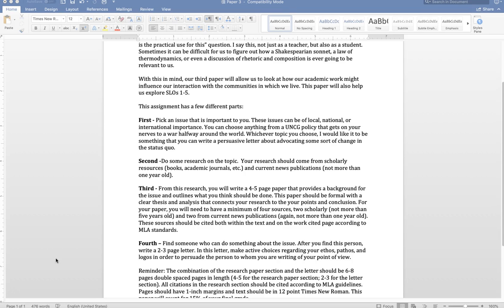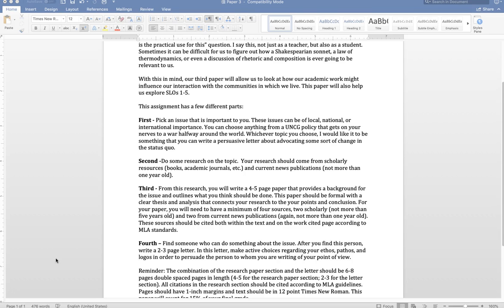So for your paper, this is where the research, you will need a minimum of 4 sources. You can't see it, but I'm holding up 4 fingers here. So you're going to need 2 scholarly sources, right? Again, these are books, academic journals, etc. And these should not be more than 5 years old. They should not be more than 5 feet tall either. They should not be more than 5 years old. And two, from current news publications. Again, not more than 1 year old.